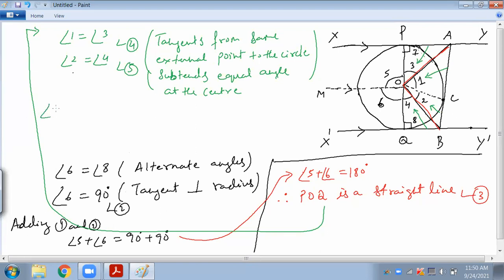Angle 1 plus angle 2 plus angle 3 plus angle 4. If you add all the angles, it will be equal to 180. Why? Since POQ is a straight line. We have shown in 3, so from 3.